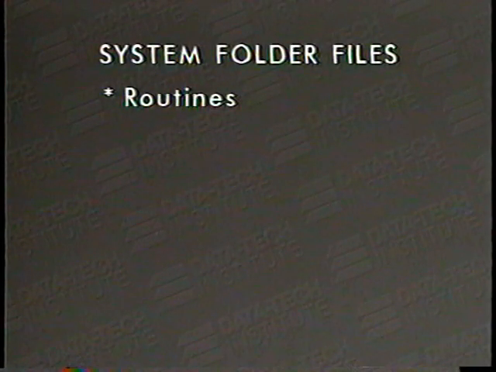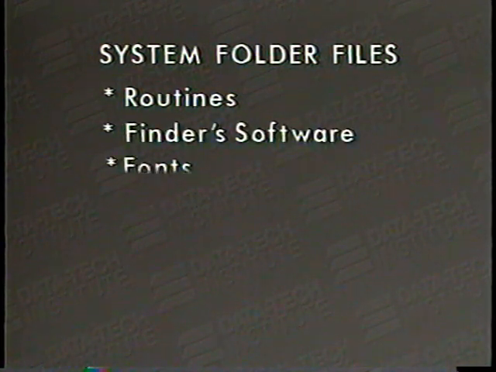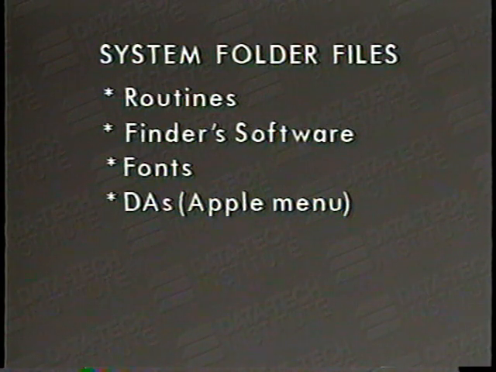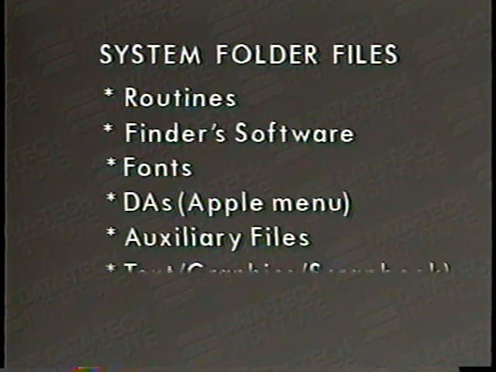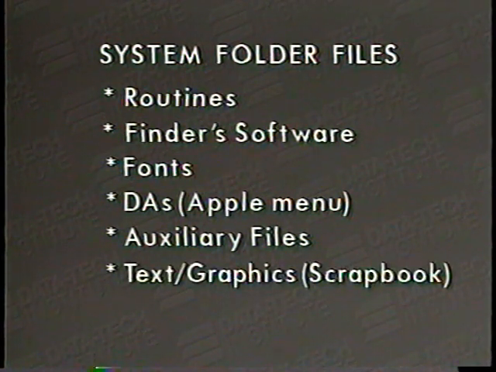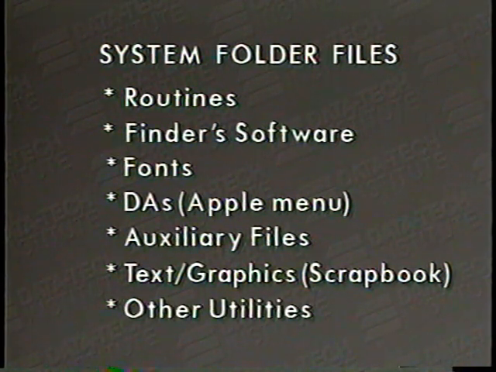The files in the system folder contain routines which Apple has created or upgraded since creating the ROM chips, the Finder software, the fonts that appear in your application's font menu and dialog boxes, the desk accessories that appear in the Apple menu, the auxiliary files used by the Chooser and Control Panel desk accessories, the text or graphics which you've pasted into the Scrapbook desk accessory, and any other utilities, sounds, or assorted interesting stuff you put in there.